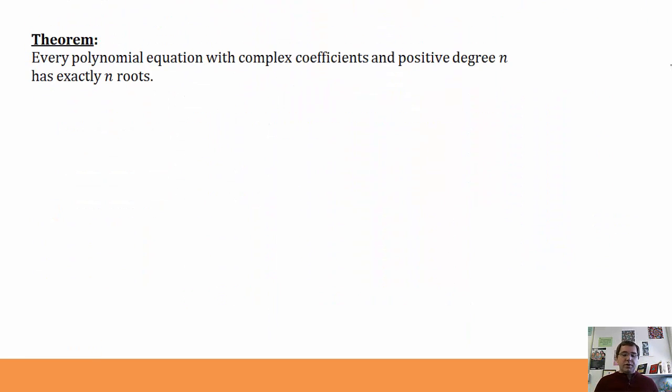Every polynomial equation with complex coefficients, so they could be imaginary or real or a combination of them, and positive degree n has exactly n roots. That's exactly what we just discovered. Every polynomial equation, though, not just the ones that I gave you, if it has degree n, it has n roots. If it has degree 8, it has 8 roots. Some of those could occur more than once, like the 2 did in one of those examples. But if I count that up, it'll always be the degree of the polynomial.